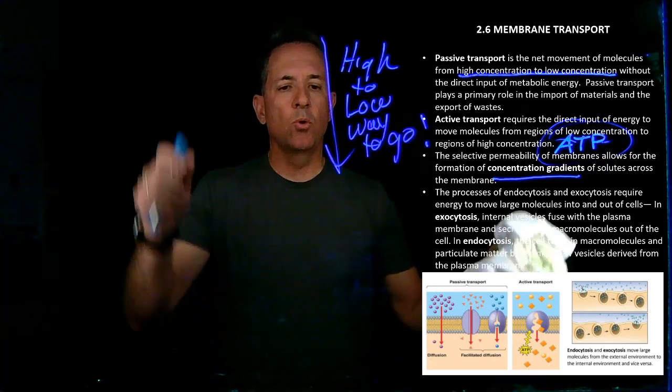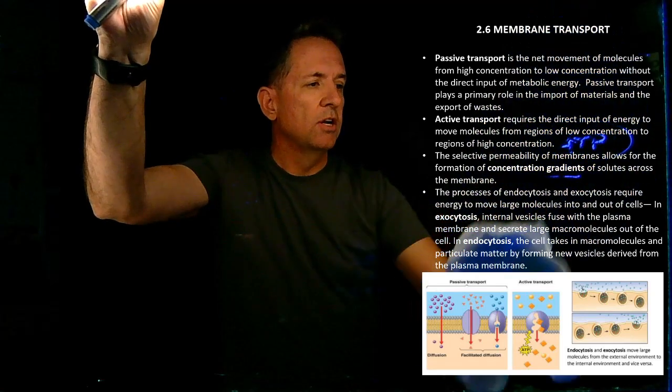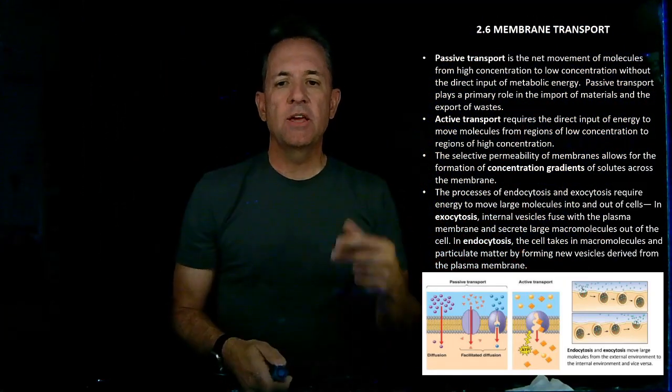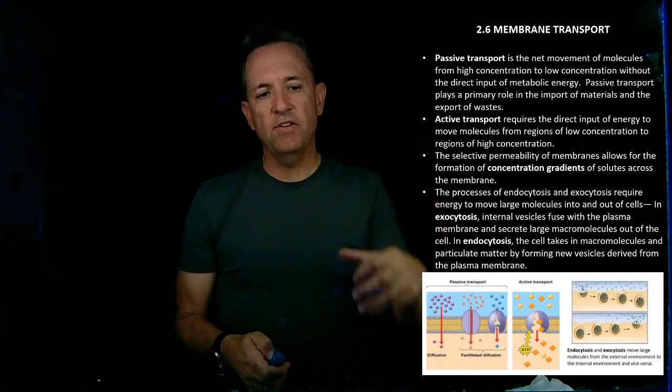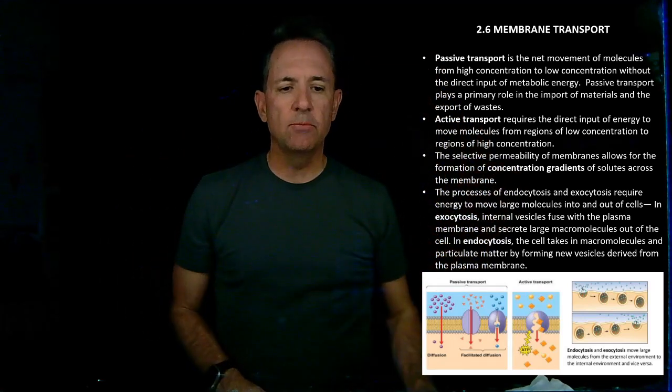Two things that are important to memorize to remember through this process are endocytosis and exocytosis, taking large stuff in and out of the cell. Exo means to exit, endo means to come in.